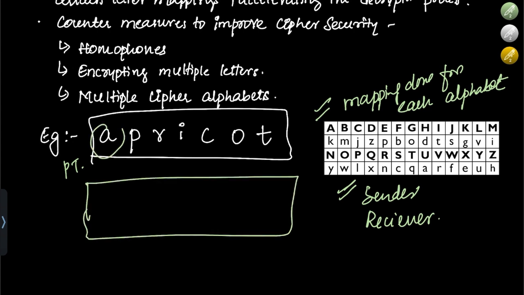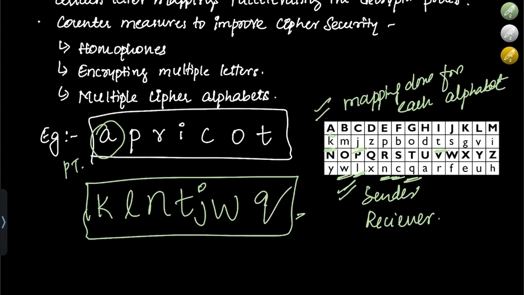So for A, the mapping is K, equivalent is K. So I'll write K. For P, it is L. For R, it is N. For I, it is T. For C, it is J. For O, it is W. For T, it is Q. So this is the ciphertext.